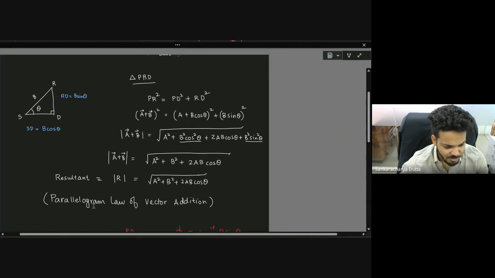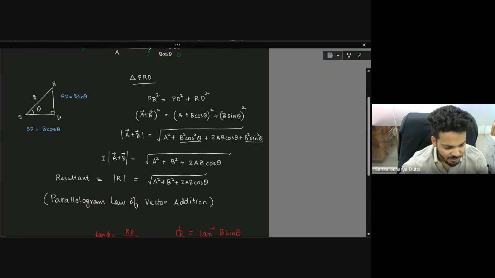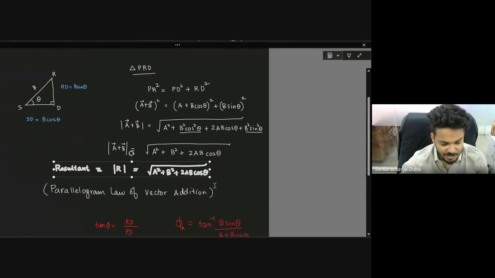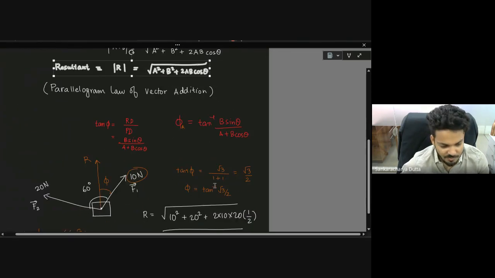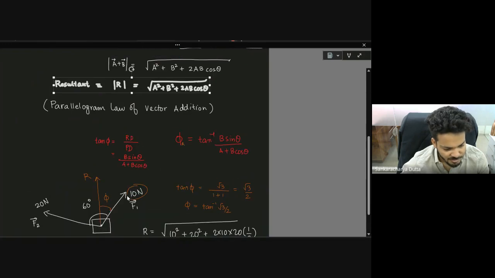I taught you this derivation because I need you to understand where it came from, but I need you to also understand or remember the formula, so that if the question comes, you can easily use this formula to find out the resultant between two vectors. I hope that makes sense.